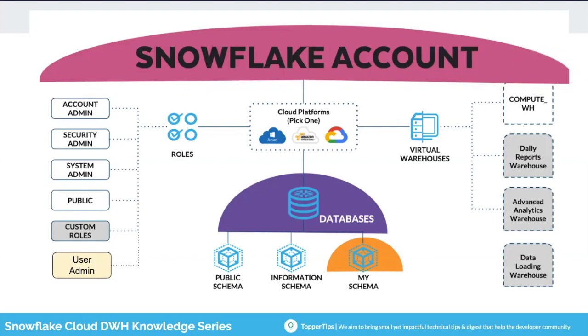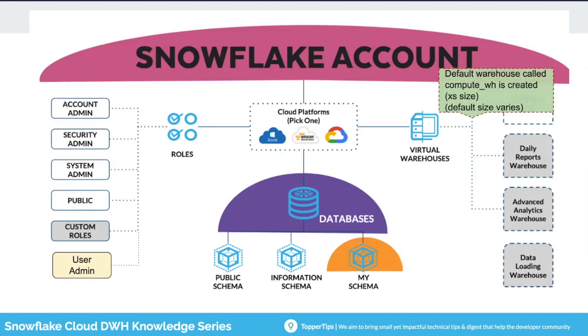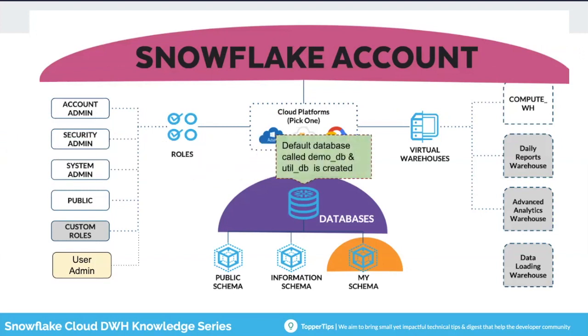Now, next, what happens? There is a default warehouse called compute warehouse, which is created extra small in size. The default size varies, however, in this case it will be created as extra small size. The warehouse is created by default for you. The next is that it also creates 2 databases, called DemoDB and UtilDB. These databases are automatically available for you along with a database which has sample data, which is a shared data.